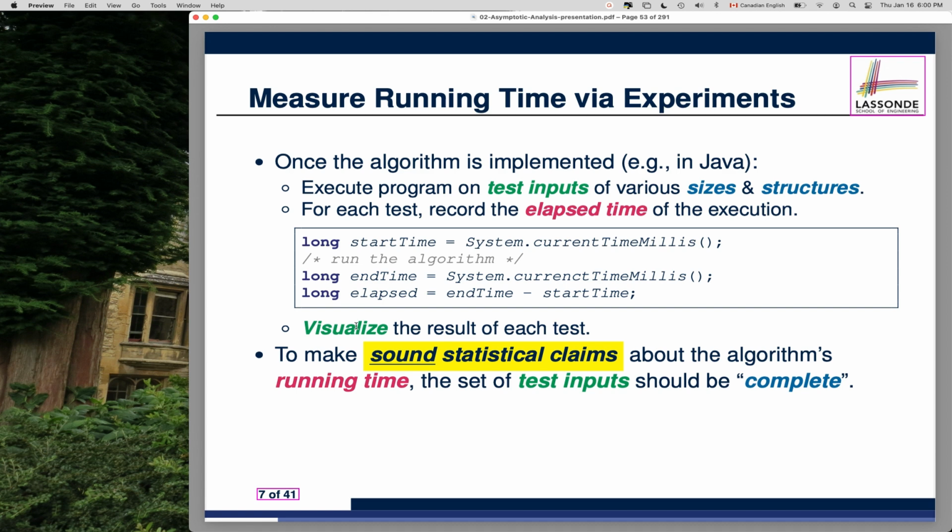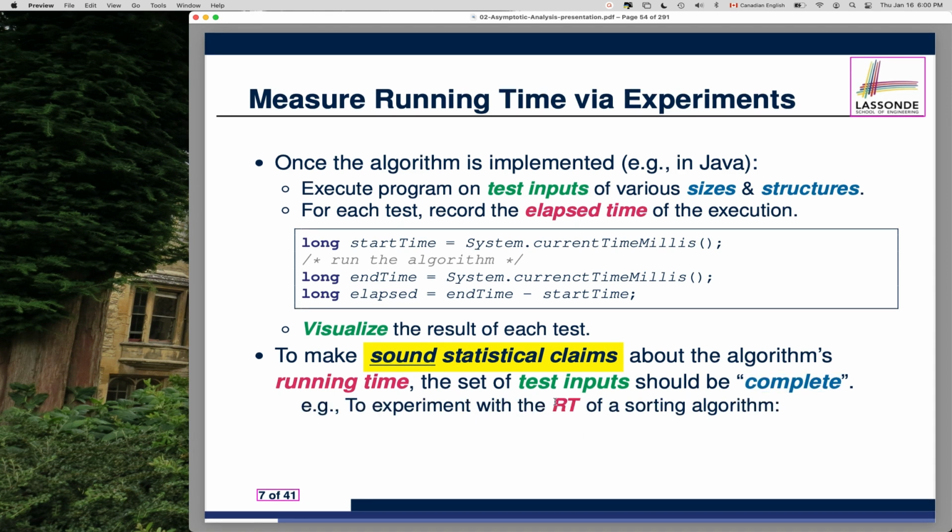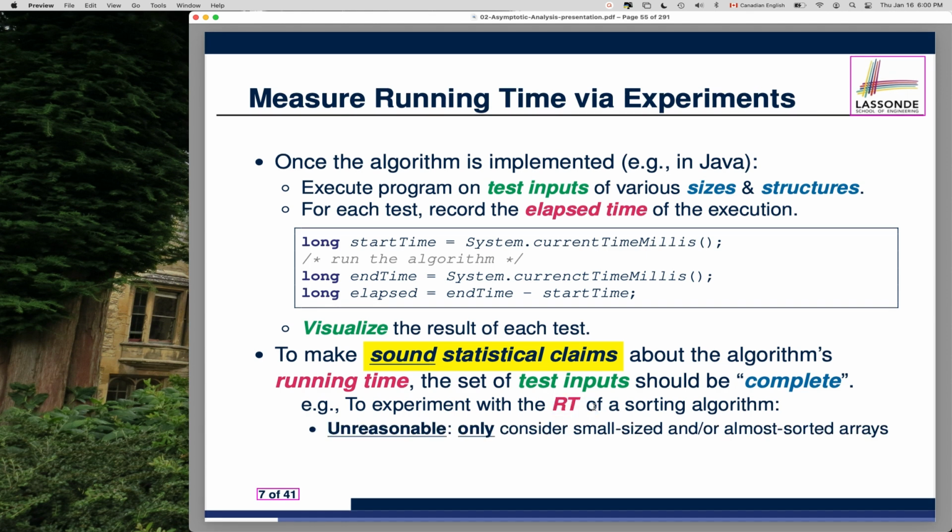But in order for your claim to be sound and solid, you've got to make sure all the inputs you have tried in the experiment should be, I put in quotes, complete. Complete in the sense that you should have already considered as many input scenarios as possible. I'll give you some examples of what should be reasonable and what should be unreasonable. Let's say we want to do an experiment about some sorting algorithm. It would be very unreasonable if your claim is based on an experiment just on an empty array, or some very small size array, or some array that's basically almost sorted. It's not very solid evidence to show.